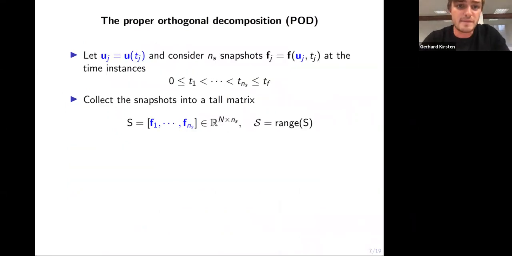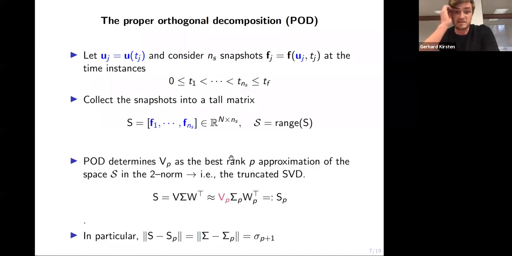So for those who are not familiar, just a short overview: the proper orthogonal decomposition collects what we call snapshots of the function f. So if u_j is u evaluated at time t_j, and f(u_j, t_j) is denoted by f_j, we consider n_s snapshots. So it's basically data evaluated at all these different time instances, and we collect them into a typically tall matrix. Normally n_s is smaller than capital N. And we call this matrix S, and calligraphic S is the range of S, so the space of snapshots.